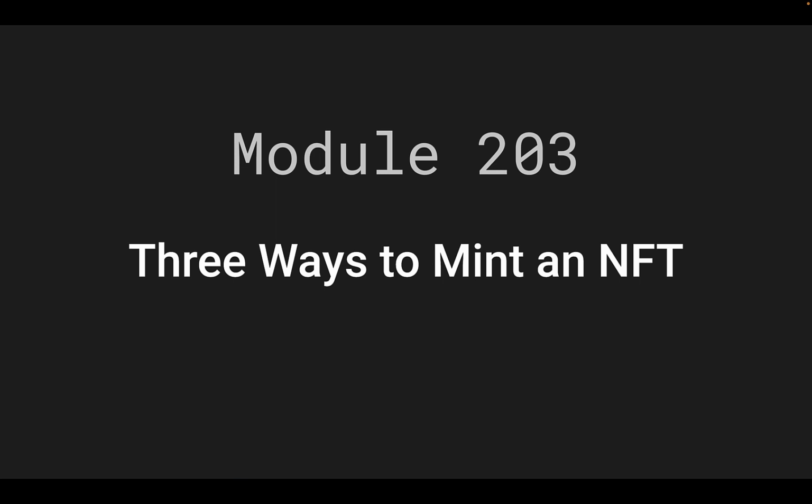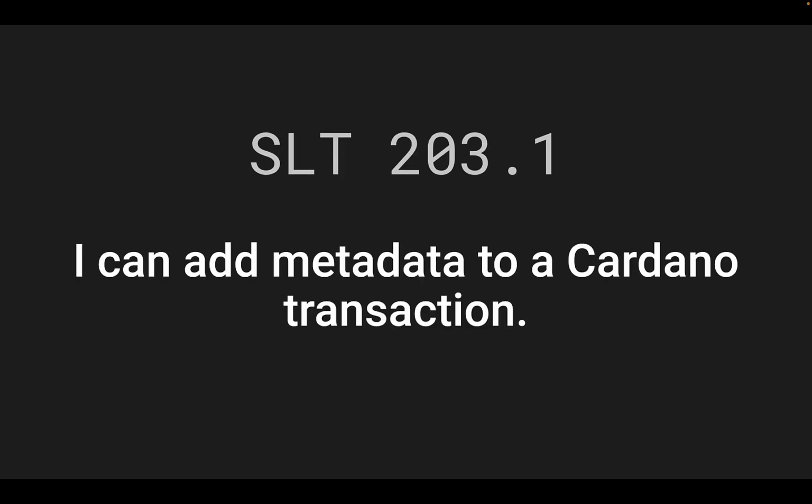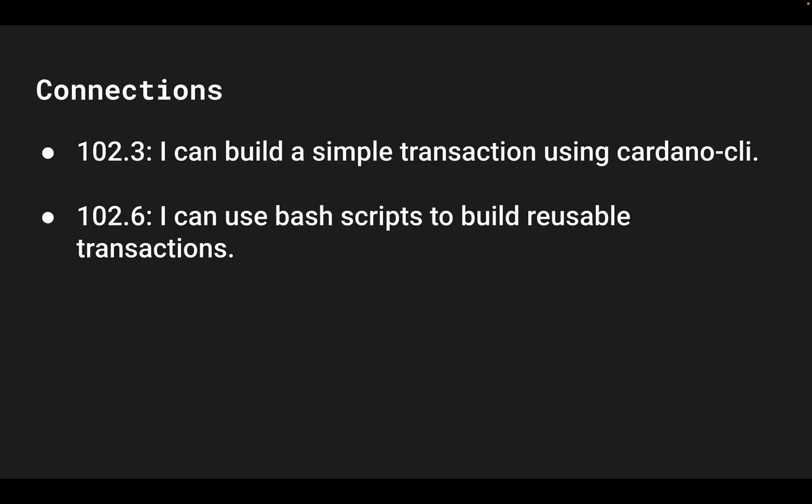This is the first lesson in Module 203, 3 Ways to Mint an NFT. In order to get started, the first thing we'll have to do is look at how to add metadata to a Cardano transaction. As you'll see, we'll be building upon some prior knowledge. If you already know how to build a simple transaction using Cardano CLI, you'll see that adding metadata is just one additional step. You'll also have a chance to practice using some bash scripts to build reusable transactions.